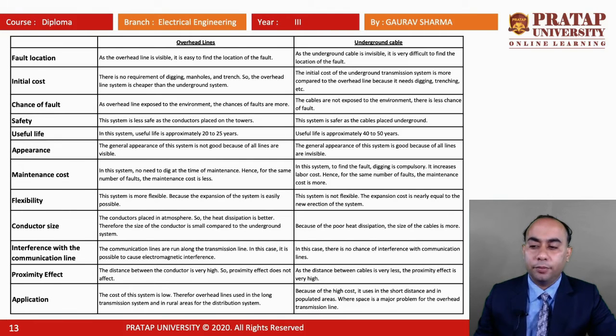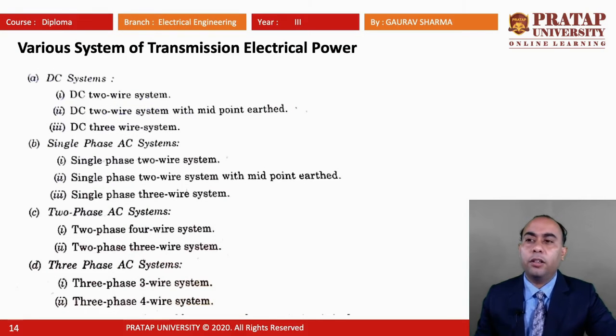the overhead system is more flexible than the underground system. In transmission and distribution, we have various systems of transmission of electrical power. Just like we have a DC system. In a DC system, we have a DC two-wire system, a DC two-wire system with midpoint earth, a DC three-wire system, and a single phase AC system. In the single phase AC system, we have three categories: a single phase two-wire system, single phase two-wire system with midpoint earth, and single phase three-wire system.